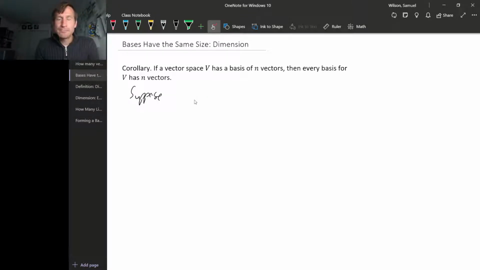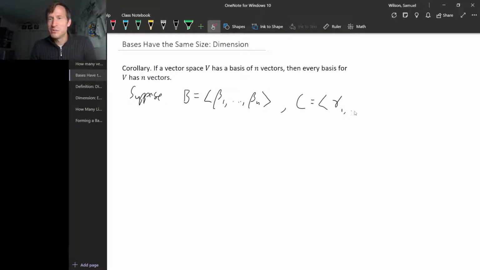that we have two bases, say B, made up of betas, say beta 1 through beta n, and another basis, let's call it C. So maybe, how about gamma 1 through gamma k? Now, we can't assume that the number of gammas is the same as the number of betas, because that's what we're trying to prove, right? Our hope is that we can prove that k is equal to n. All right.